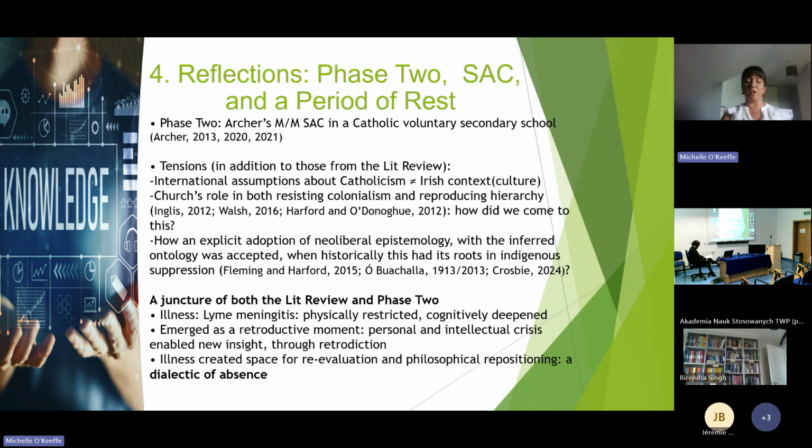So that was this time last year. And at the time, I got very sick. We had the conference this time last year, and about a week later, I pulled a tick from my leg and I got Lyme meningitis. And it was a strange one because I was physically restricted.